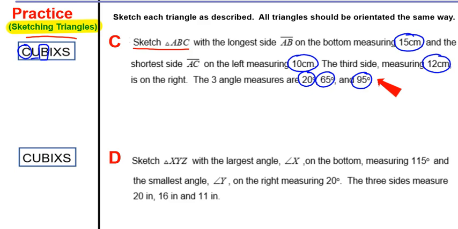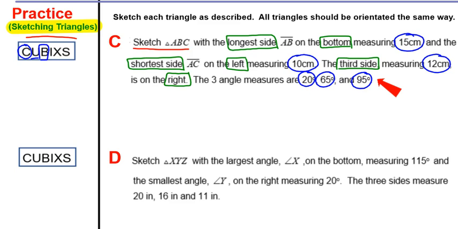And then we have to box some geometry words, and for this they talk about the longest side, and they talk about the shortest side, and then they talk about the third side. That's really what our lessons have been about. And they also talk about the bottom and the left and the right, so we have to pay attention to that also.